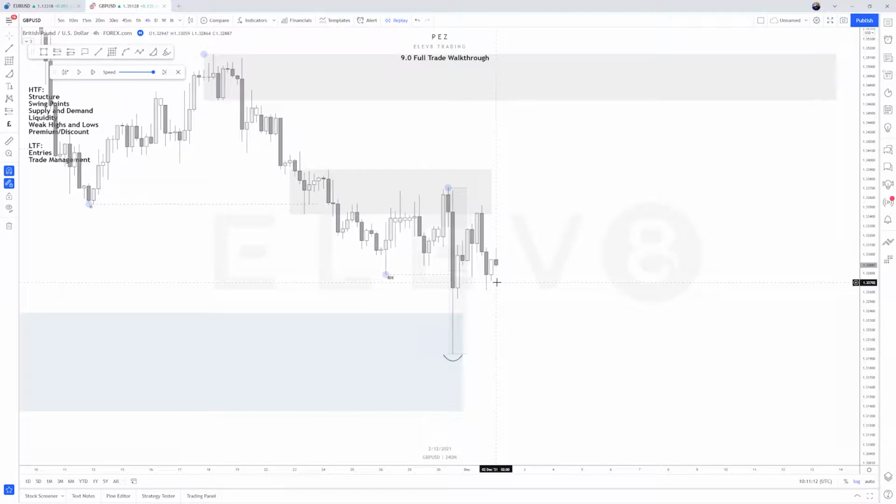Once we have a break to the downside, we're looking for a pullback to the premium, followed by a run to the downside, taking out the low. So we've retraced already to this supply here. If we move this one, we've retraced to this supply, and then we could see a new low put in here, taking out this week low.